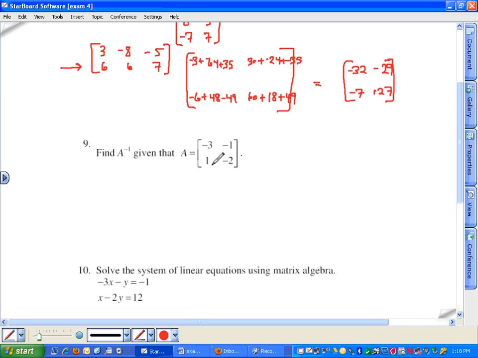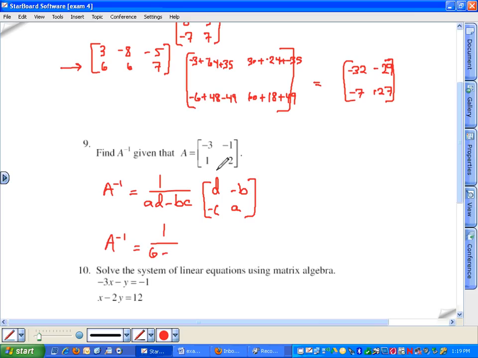The inverse of a 2 by 2. You need to remember this. So A times D is 6, and we're subtracting B times C, that's negative 1. And then D and A switch places, B and C switch signs.